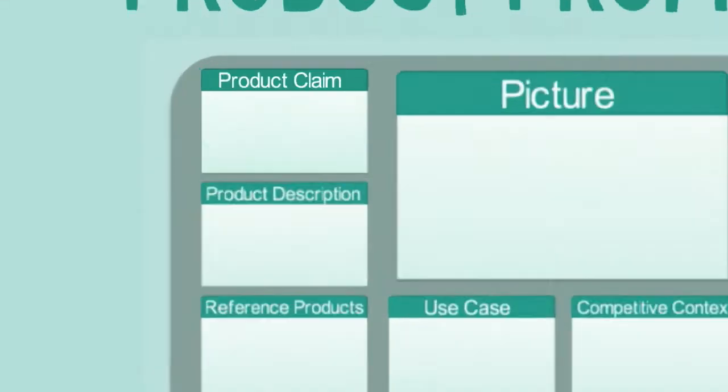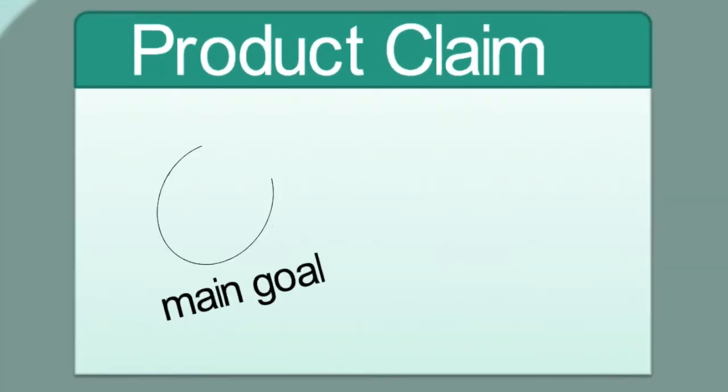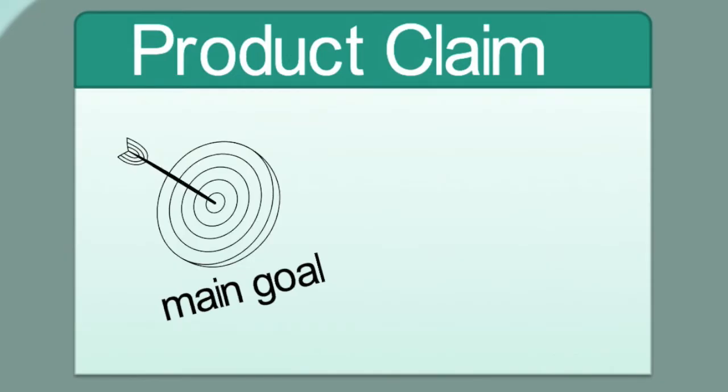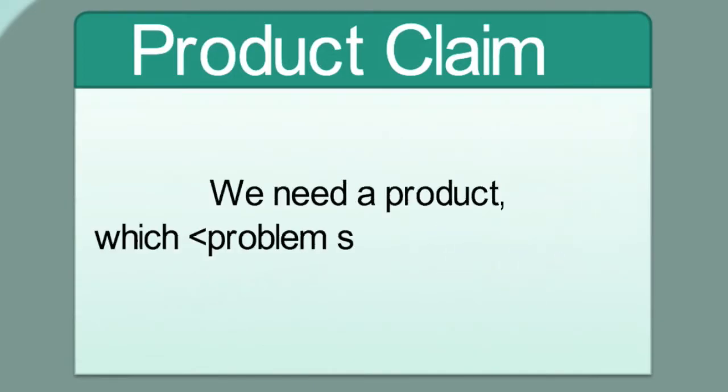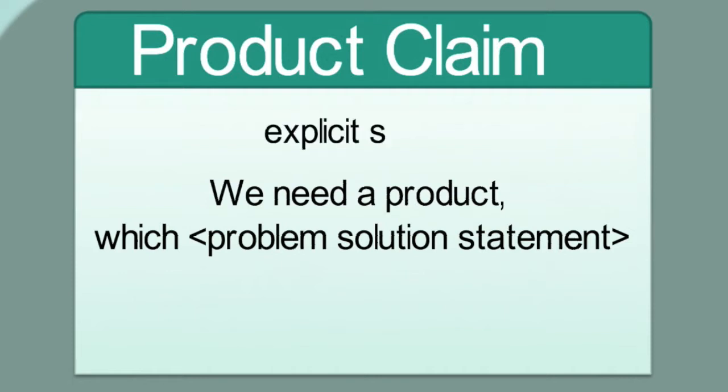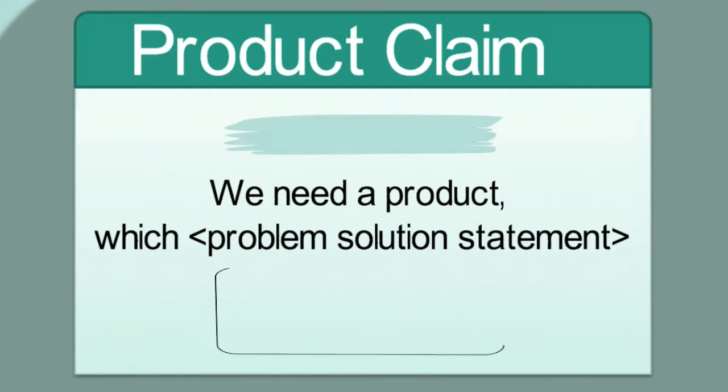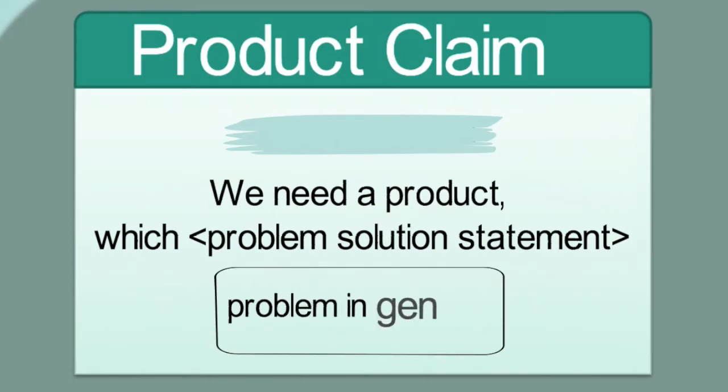The product claim states the main goal in a short form and provides a brief overview of the product. Build a sentence such as, "We need a product which," and then name your problem solution statement. There's no need to present an explicit solution. It's more important to state the problem in general.